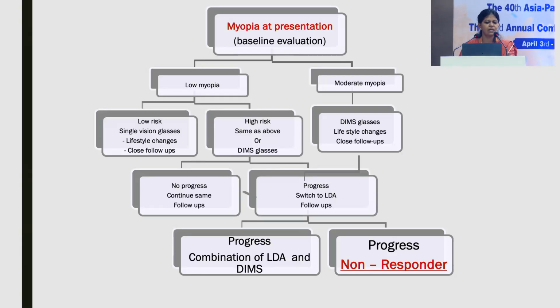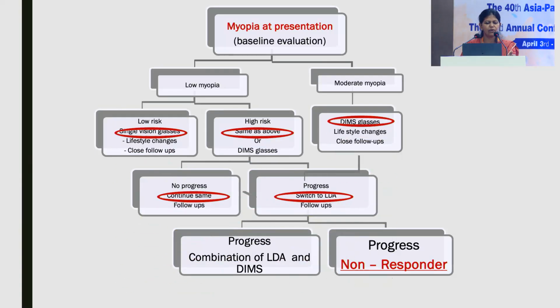If despite this there is progress, then you switch to LDA and follow up. And if despite that there is progress, you do a combination of LDA and DIMS. If despite all this there is progress, then we call them non-responders and decide to stop. If it is moderate myopia at presentation, then you can start with DIMS glasses, lifestyle adjustment, and close follow-up, and the rest of the follow-up continues. If there is progress despite that, you switch to LDA or add a combination. So this is how we form an algorithm.